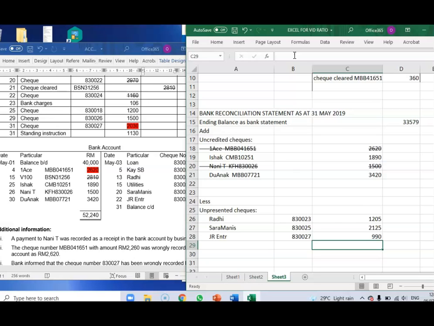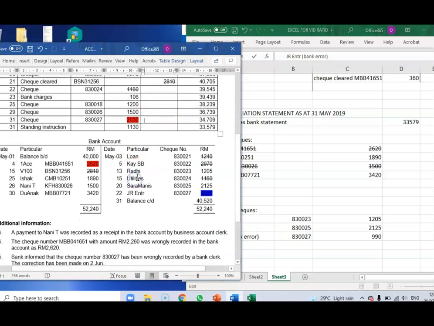Okay, and then you can put here, it is a bank error. It's our notes. It is a bank error. It's not the book error. Okay.